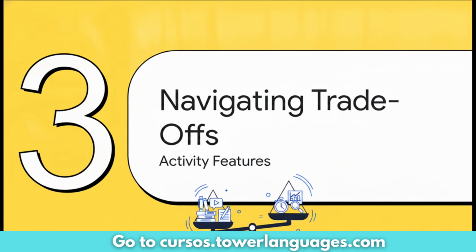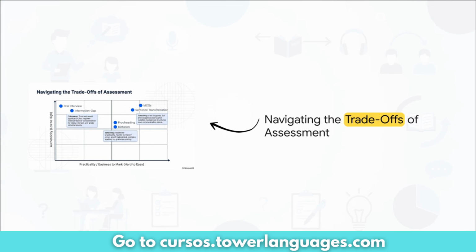Section 4, Navigating the Trade-offs. Now, what's really interesting about this next concept is that choosing an activity is a balancing act teachers face every single day. When we map these out, we run into a direct trade-off. We've got practicality on one axis, basically how easy it is to mark, and authenticity on the other, how close it is to real life. Look at oral interviews and information gaps. They are highly authentic, but they are tough to mark. They require intense concentration to listen, interact, and grade all at the same time.